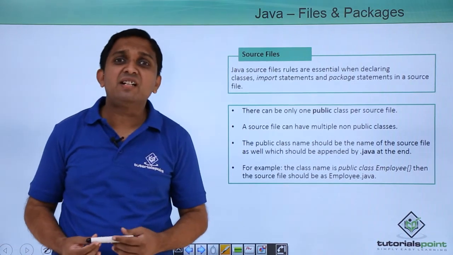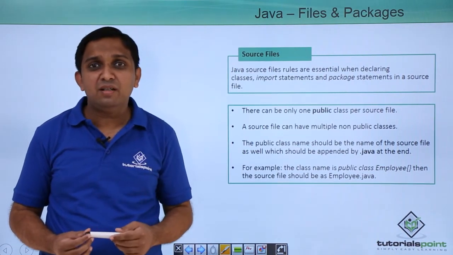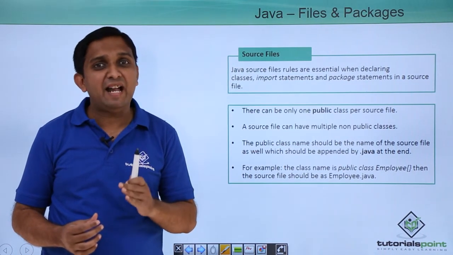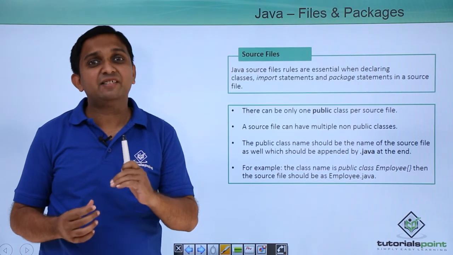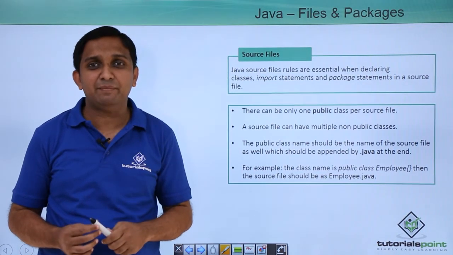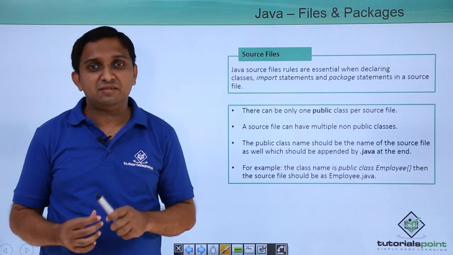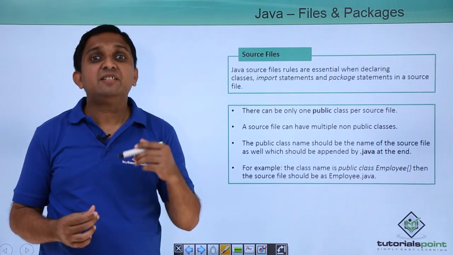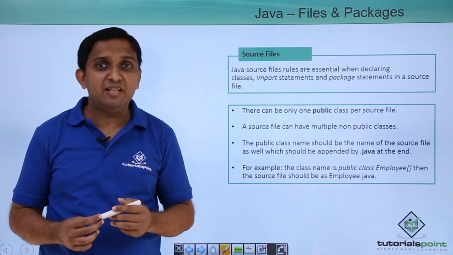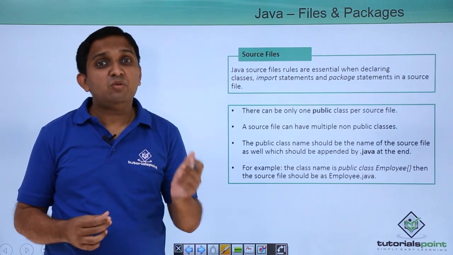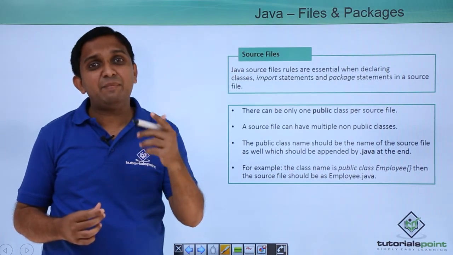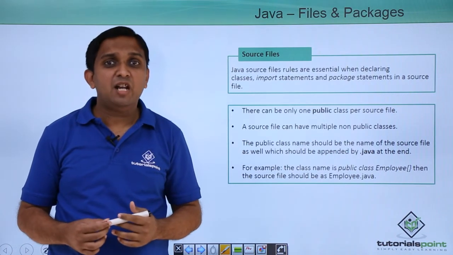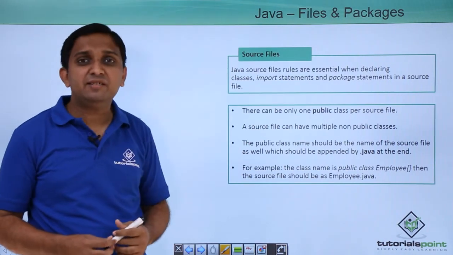Now when you write a class in a Java program, there are a few rules. If it is an ordinary class, then it is not mandatory that the name of the class and the file in which the class is written should be the same. But if you are writing a public class, then the name of the class and the name of the file in which the class is written should be the same. Now a file can have at the max only one public class and any number of non-public classes. So the same thing is described in this slide.